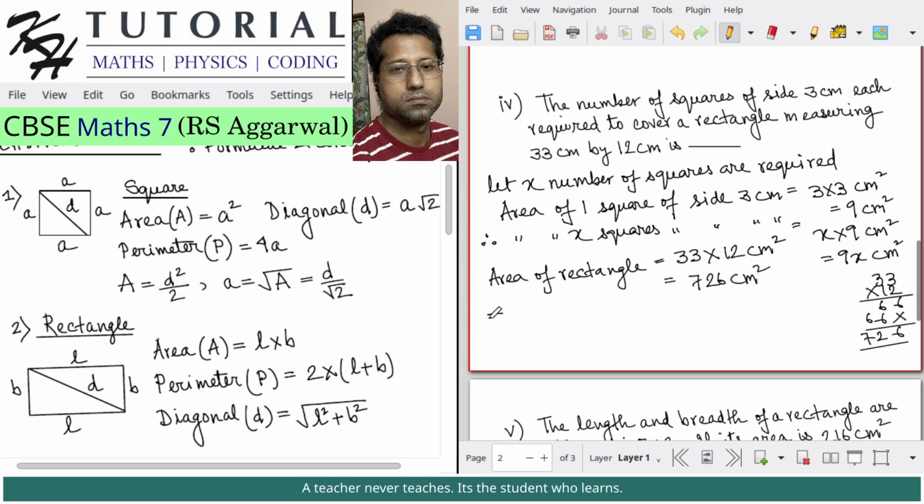So definitely the area of x number of squares of side 3 centimeter must be equal to the area of the rectangle. So we must have 9x is equal to 726. This implies x is equal to 726 divided by 9, and this is coming out to be a fraction. This is not the number of squares of side 3 centimeter each required to cover a rectangle. Okay, so I did a mistake in doing the multiplication. I'm sorry.